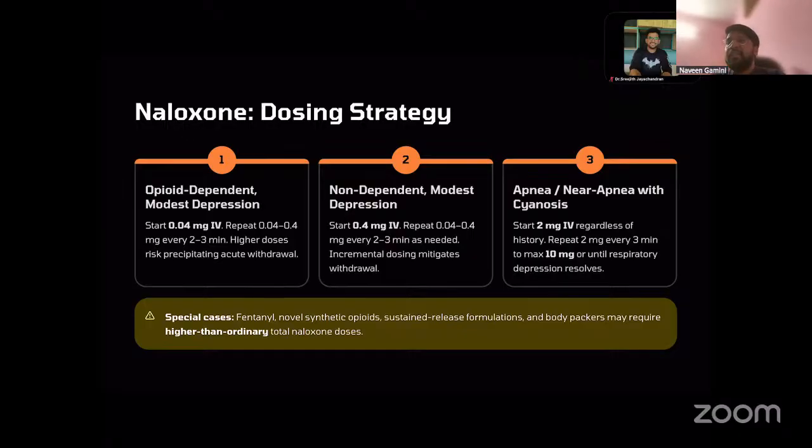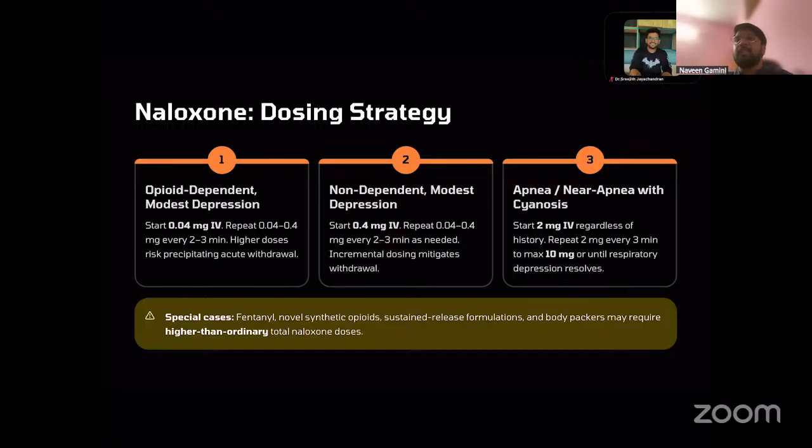Here we can repeat every 2 mg every 3 minutes till a maximum of 10 mg or till the respiratory depression resolves. Also, you need to remember that in special cases like fentanyl and the newer synthetic opioids, or sustained release formulations, or patients who are body packers, they require higher than ordinary total naloxone doses.